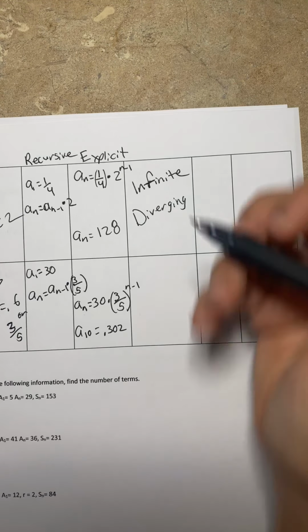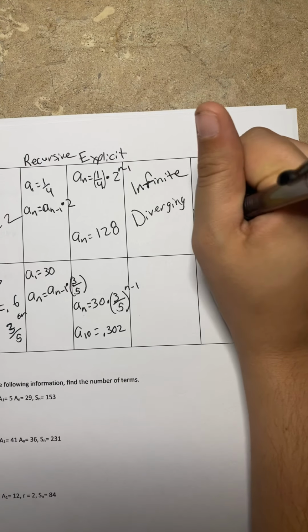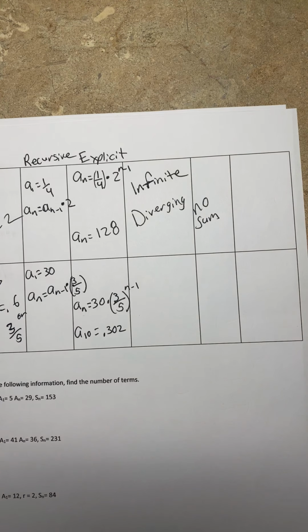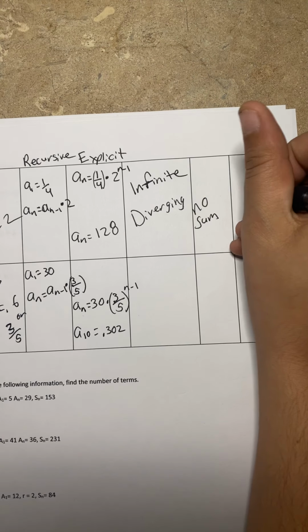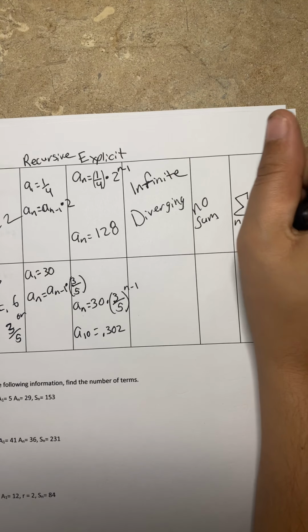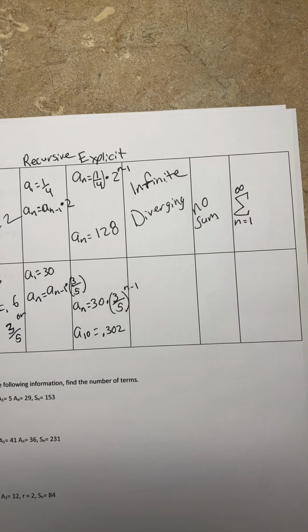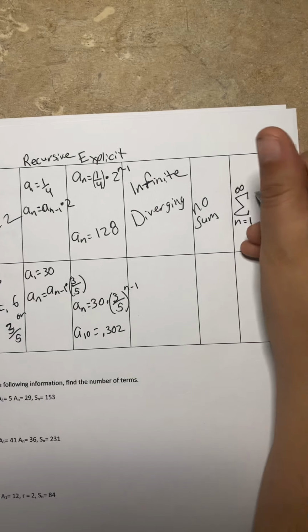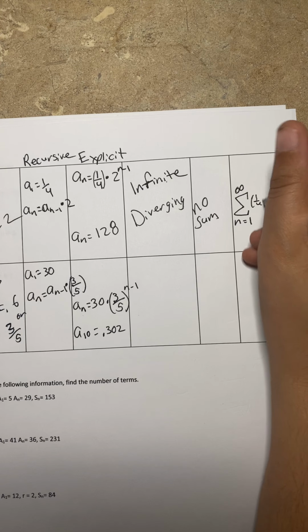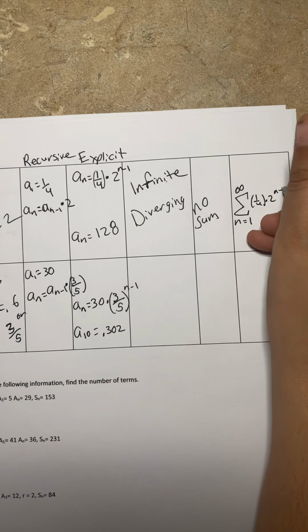Okay? And when it's diverging, that means that there is no sum, because my numbers are just going to continue to get larger and larger and larger. And then my last one, my summation notation, we start at n equals 1. It's infinite, so we put our infinity symbol. And then our explicit equation, 1/4 times 2 to the n minus 1 power.